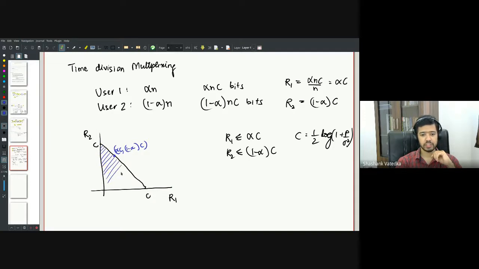So it is essentially this triangular region. Any rate in this triangular region can be achieved. So now we know how to design a communication scheme such that we can operate at any point in this triangular region. And we've just done this with no extra knowledge. All we used was the plain channel coding theorem, nothing more.